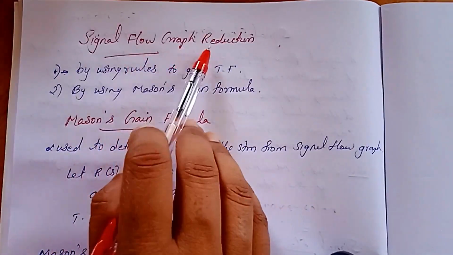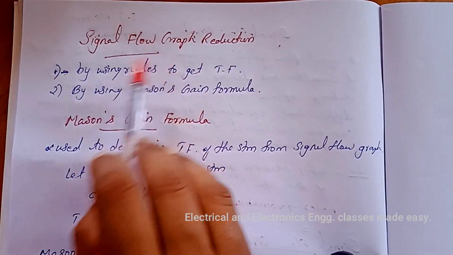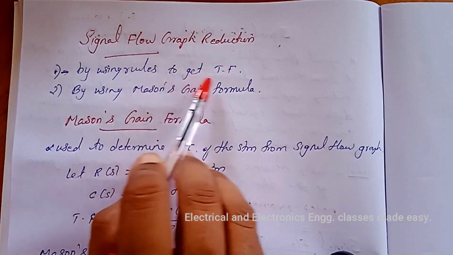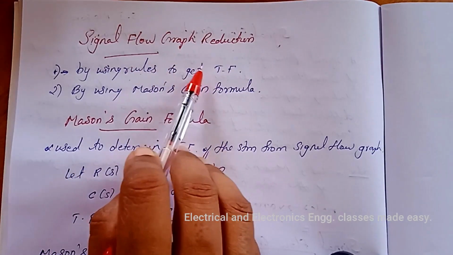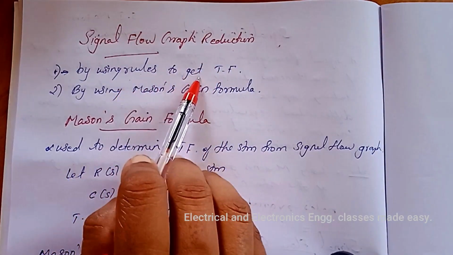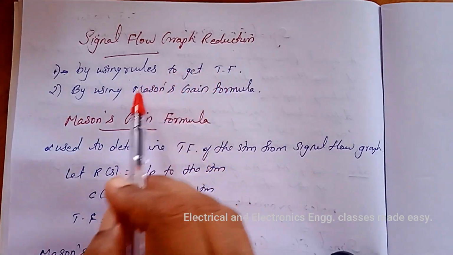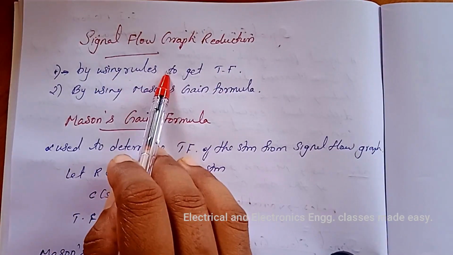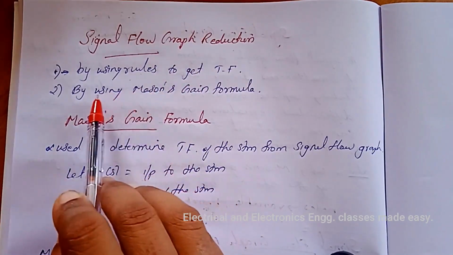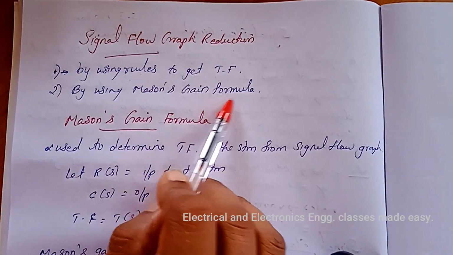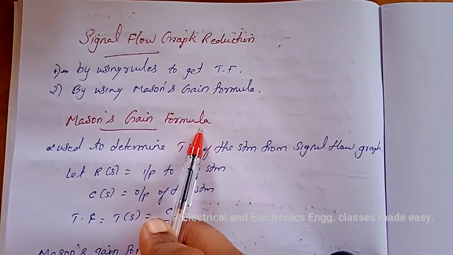Next is signal flow graph reduction. The signal flow graph of a system can be reduced either by using the rules of signal flow graph algebra, by writing the equations at every node and then rearranging these equations to get the ratio of output and input, that is to get the transfer function. And this method is time consuming, and we have another method, that is by using Mason's gain formula. So let us study about Mason's gain formula.